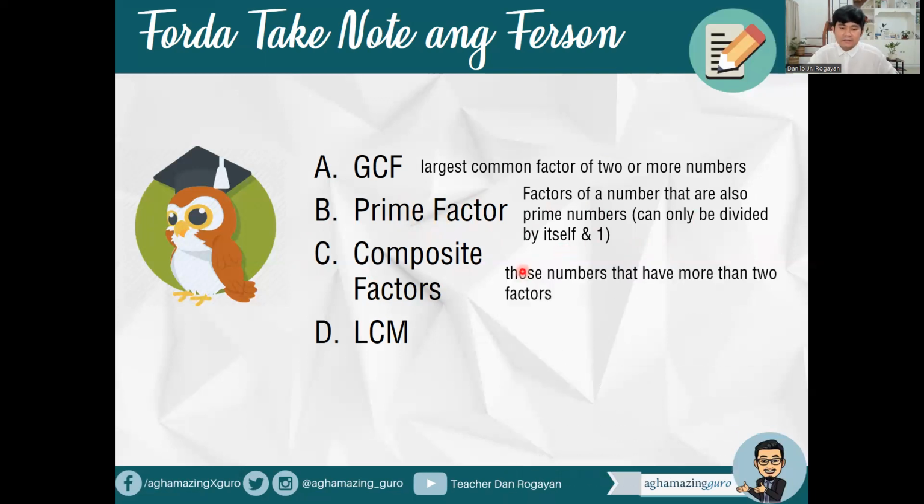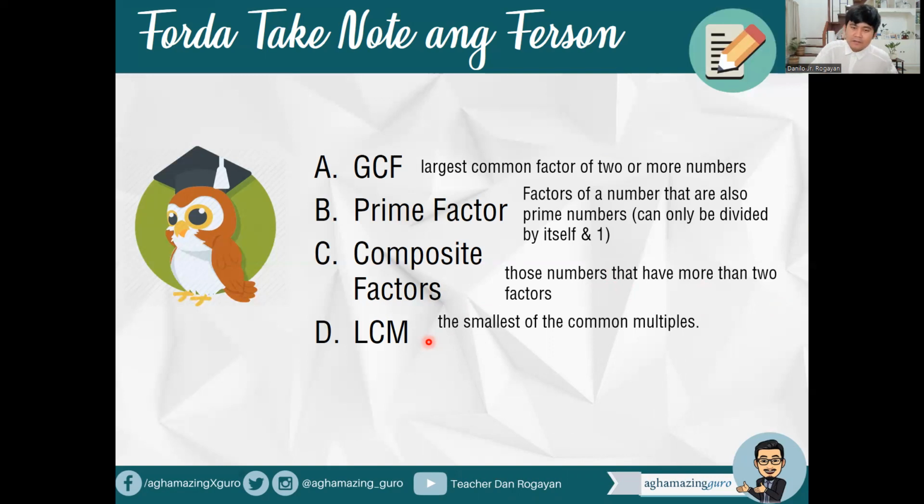Composite factors, on the other hand, are those numbers that have more than 2 factors. No, kapag prime factor, usually, dalawa lang. The itself and 1. But for composite, that is more than 2. Okay? Then, of course, LCM. What do you mean by LCM? Least common multiple. That is correct. Least common multiple is the smallest of the common multiples.